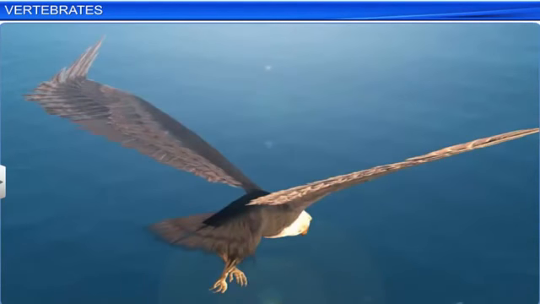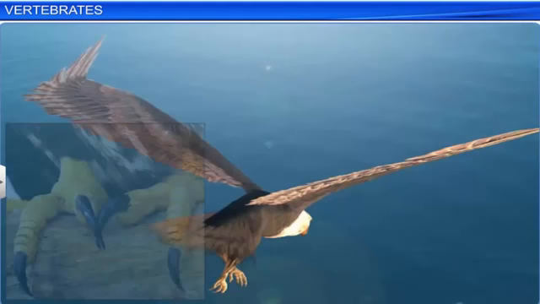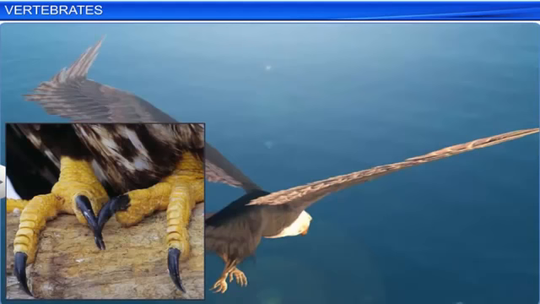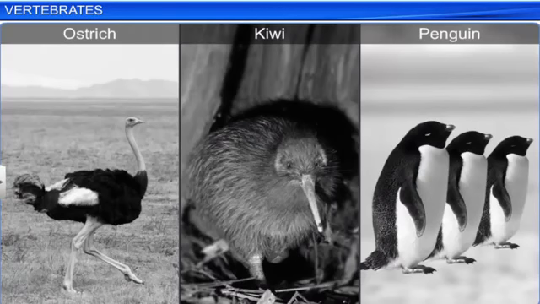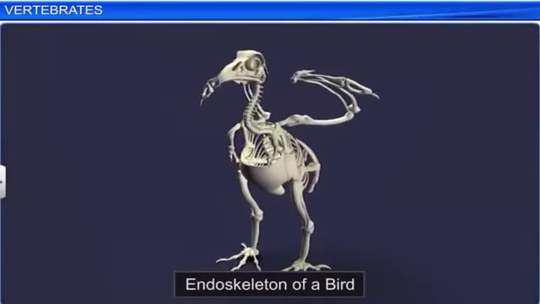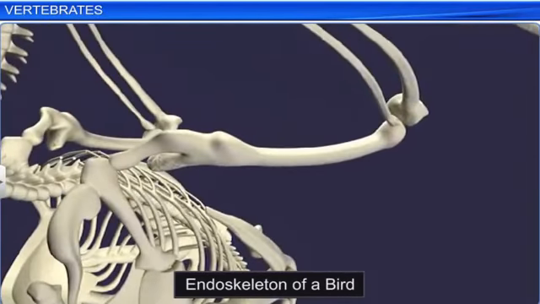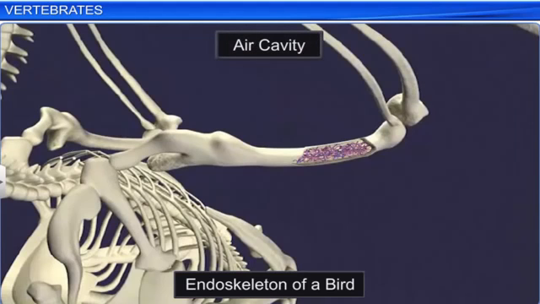Their forelimbs are modified into wings, while their hind limbs generally have scales and are modified for walking, swimming, or clasping. Although most birds can fly, some like the ostrich, kiwi, and penguin have structures that make them incapable of flying. These birds have a fully ossified or bony endoskeleton. However, their long bones are hollow due to air cavities. This makes their bodies light and adapted to flying.